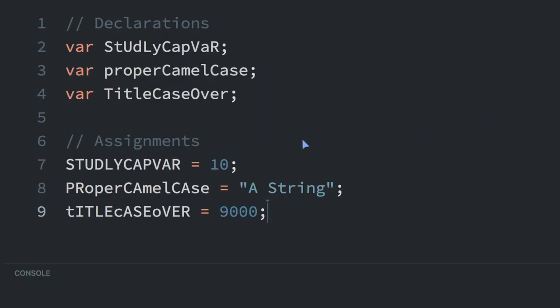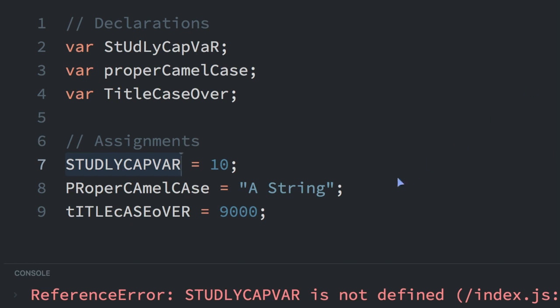Variable names and function names in JavaScript are case sensitive. That means the capitalization matters. So this declaration here is not the same as this assignment. Even though the letters are the same, the capitalization is not the same. So it's not going to assign correctly. And in here, you'll see there's an error if we try to run it because this has not been defined. It has not been declared.